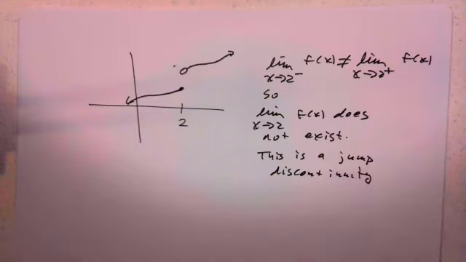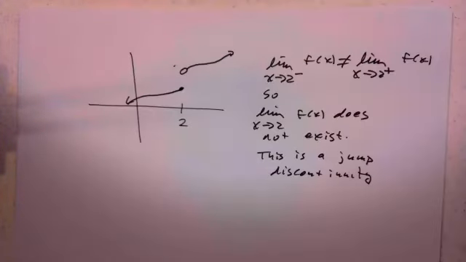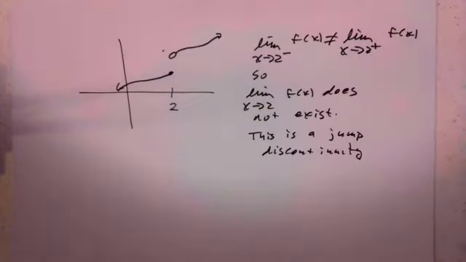But the thing that failed, again, we have our three conditions to be continuous. The limit did not exist, therefore it cannot be continuous at C. Let's look at another example.